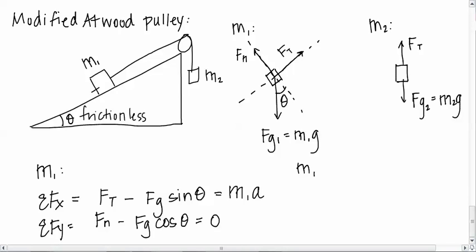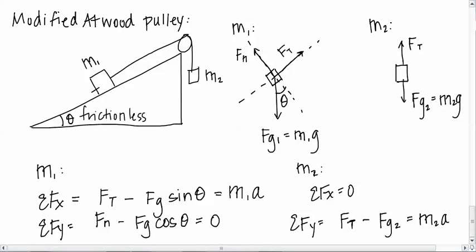And then M2, there we go. Summing the forces in the x direction is boring, but I'm going to write it down because I'm trying to be a good teacher. And in the y direction, we have a tension force minus a gravitational force for object 2 is equal to M2A.